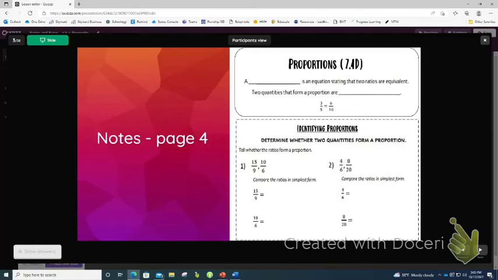Today we're really going to be looking at how to set up and solve a proportion. A proportion is an equation stating that two ratios are equivalent. Two quantities that form a proportion are proportional.